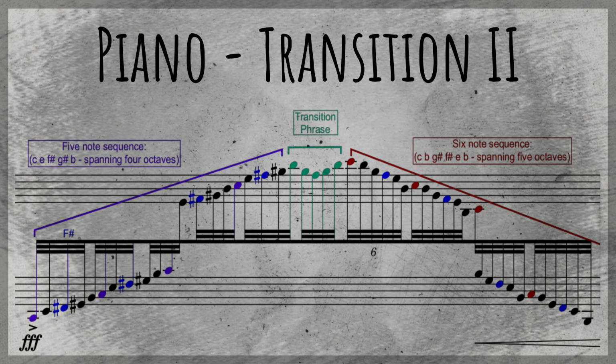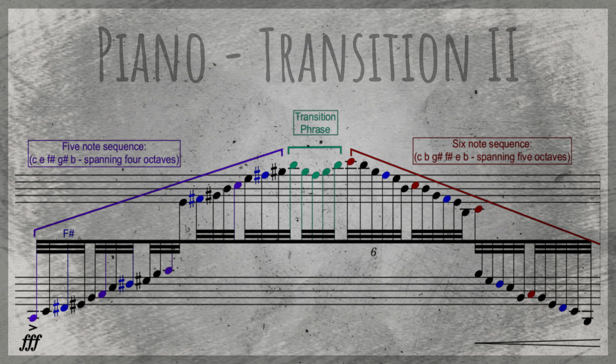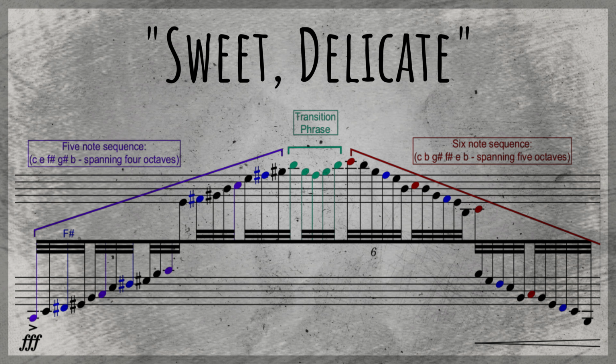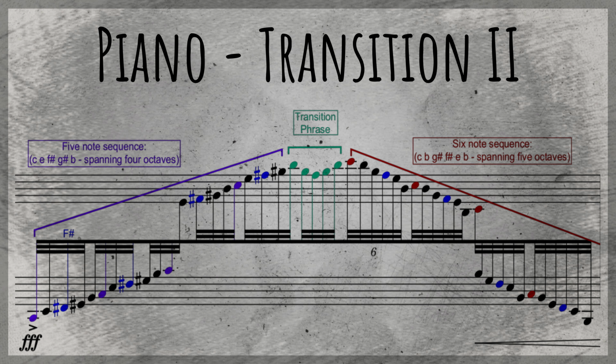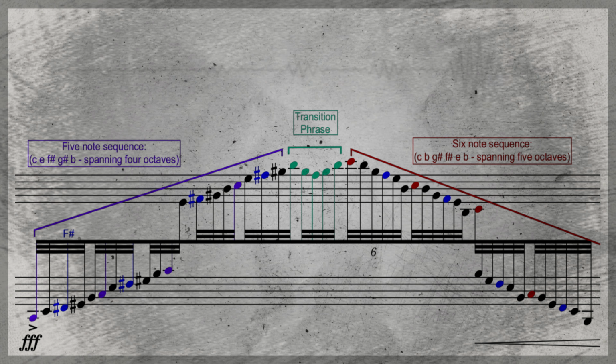In the second transition, the same techniques are used, but with fewer skips and the addition of F sharp. The F sharp is sourced from Lydian augmented and gives the passage that sweeter, more delicate tone mentioned earlier. The passage as a whole is made of 3 parts. 1, a 5-note sequence ascending 4 octaves, 2, a transitional passage, and 3, a 6-note sequence descending 5 octaves.